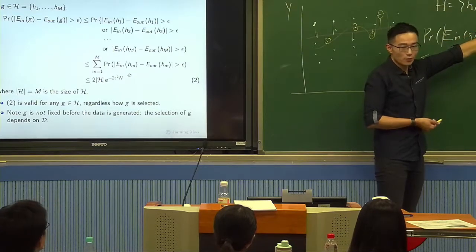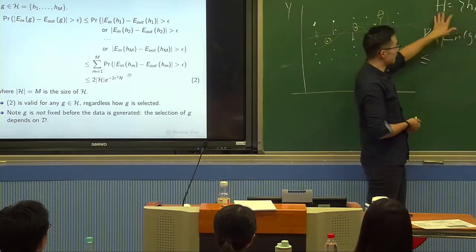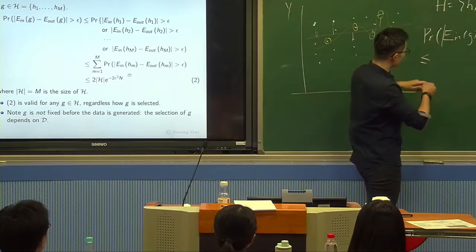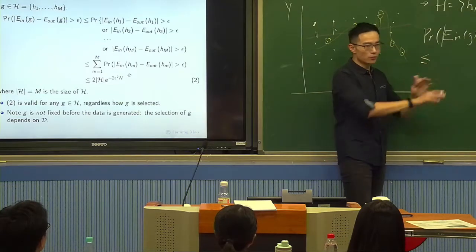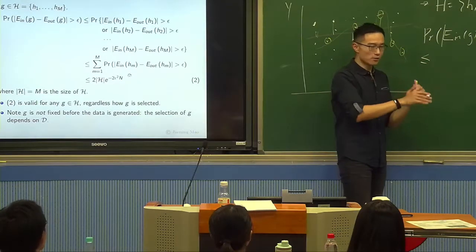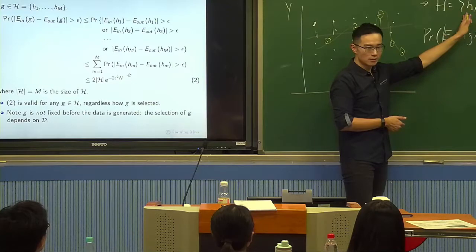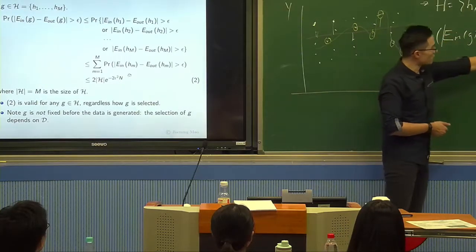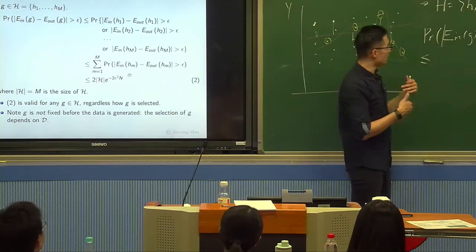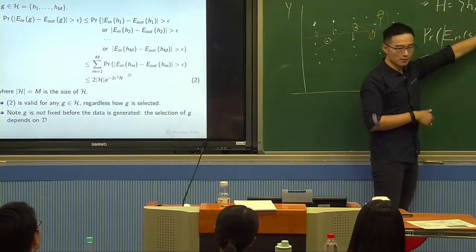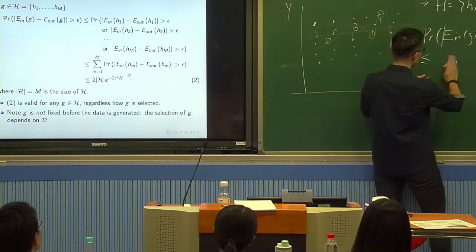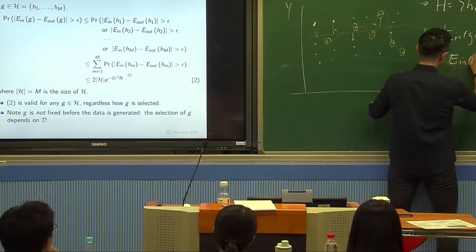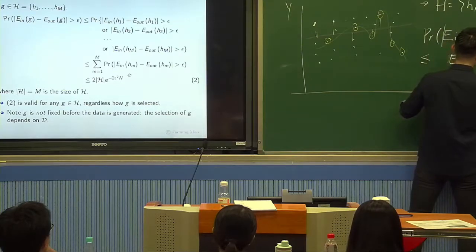Now, I don't know which one, because I just give you an H, and you pick one of them. From my perspective, I just give you the hypothesis set, and you pick a g out of it. I don't know how you pick, and I don't care how you pick. I just know that you pick the g out of the H. So if the g has a difference larger than epsilon, then from my perspective, at least one of the h has a difference larger than epsilon. So in other words, either E-in of h1 minus E-out of h1 is larger than epsilon.